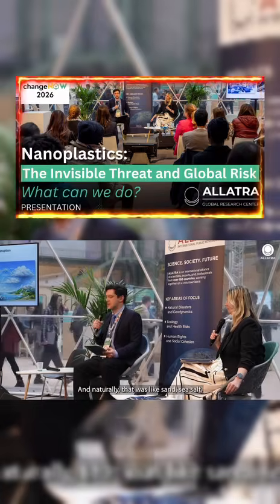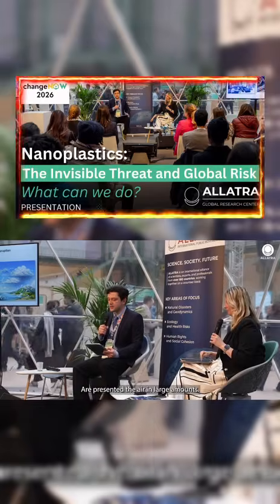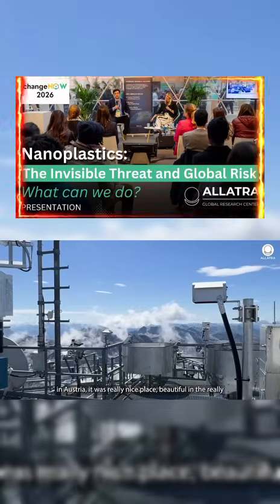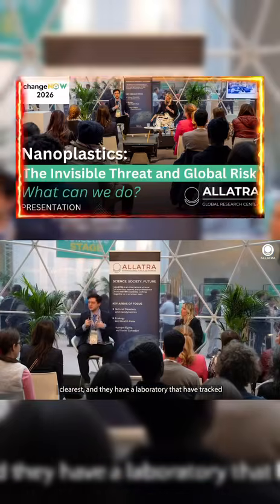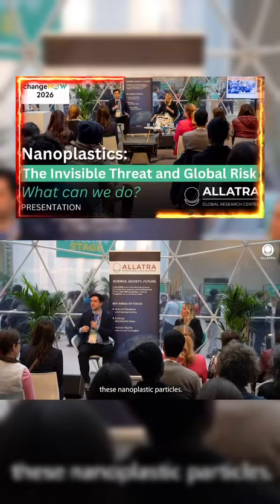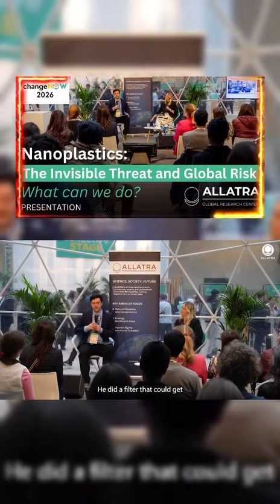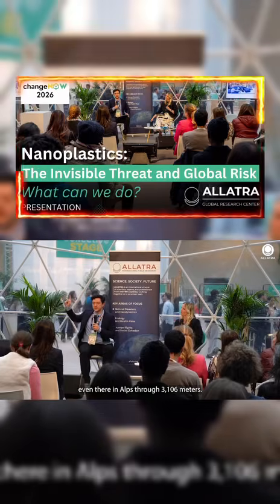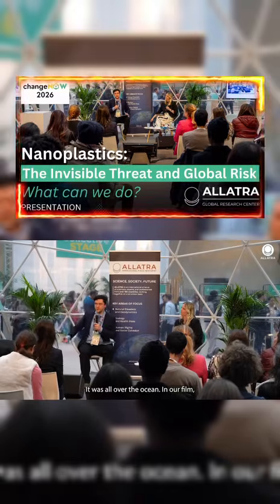Naturally, those were things like sand, sea salt, soot, some aerosols, but nanoplastics are present in the air in large amounts. I remember we visited an observatory in Austria. It was a really nice place, beautiful and very clear, and they have a laboratory that has tracked these nanoplastic particles. That's a unique European project. The inventor made a filter that could catch nanoplastic particles even there in the Alps, at 3,106 meters. It rises all over the ocean.